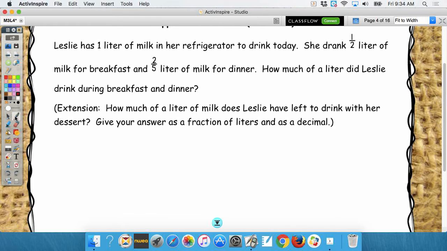Now the first thing I want you to do when you see a word problem is decide: am I going to add, subtract, multiply, or divide? What am I going to do on this? Add, okay? The next thing I want you to do is go ahead and write your problem, and you can put that on your whiteboard now. So 1/2 plus 2/5.